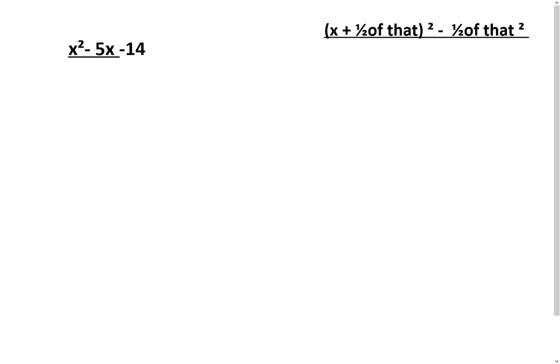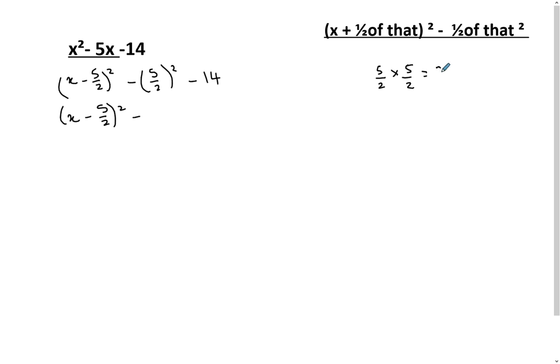Okay, so you've got x squared minus 5x minus 14. We'll leave the minus 14 for the moment, and we'll go sing the song. X minus 5 over 2 all squared, minus 5 over 2 squared, minus 14. Okay, copy that bit. X minus 5 over 2 squared, and then minus 5 over 2, 5 halves times 5 halves equals 25 over 4.